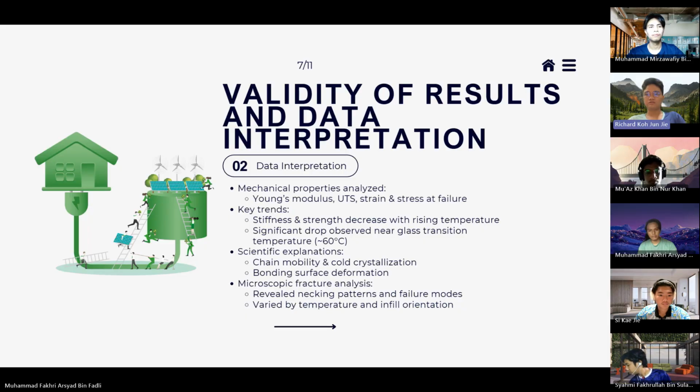The examples include chain mobility, cold crystallization, and bonding surface deformation. Microscopic fracture analysis revealed the necking patterns and failure modes. Overall, while the results are credible and aligned with material science principles, the study could be improved with clearer definitions of failure, analysis of internal defects like porosity, and deeper statistical modeling.